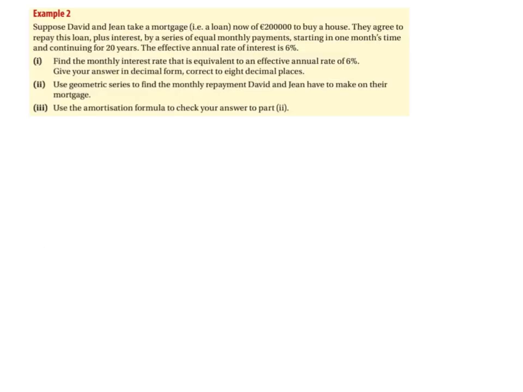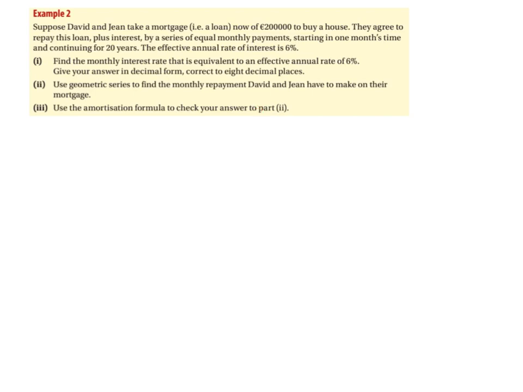David and Jean take out a mortgage, which is just a big loan to buy a house. They agree to repay the loan plus the interest by a series of equal monthly payments, starting in 1 month's time and continuing for 20 years. And the effective annual rate of this interest is equal to 6%. So this would be a bog standard question, guys, whether it be a loan or a mortgage. Well, a mortgage is just a big loan. It says, first of all, find the monthly interest rate that is equivalent to an effective rate of 6%. Give your answer in decimal form, correct to 8 decimal places. Then use a geometric series to find the monthly repayment, and then use the amortization formula to check this answer.